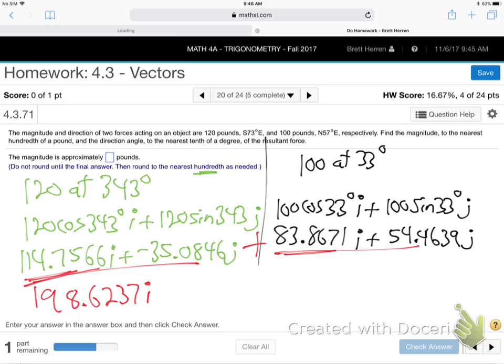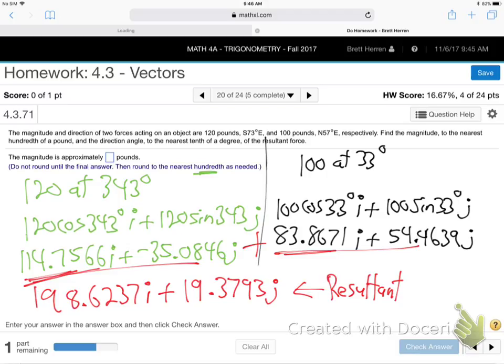I'm getting 198.6237 I. And then the other two, so the negative 35.0846 plus 54.4639 is positive 19.3793 J. There is what we call the resultant force. There's the result of those two pushes. Together, they'll have that effect. Almost 200 pounds of force to the right and about 19 pounds upward, actually. That box is going to move up.